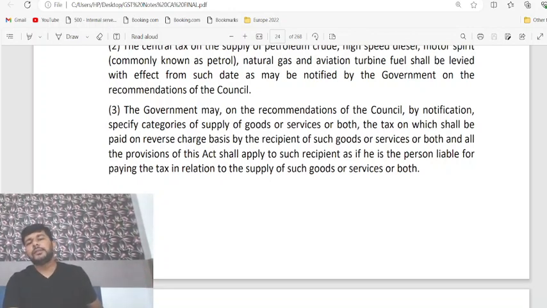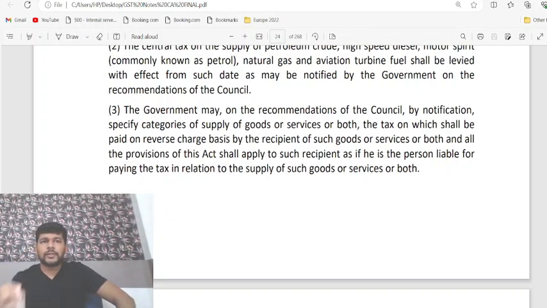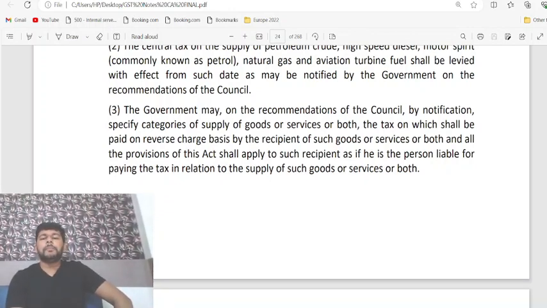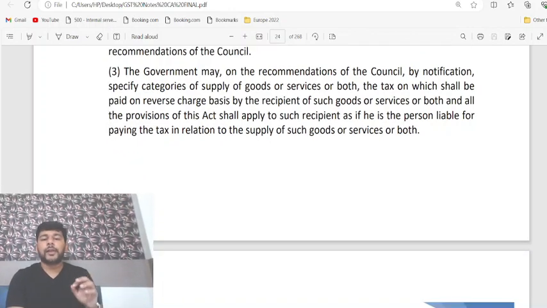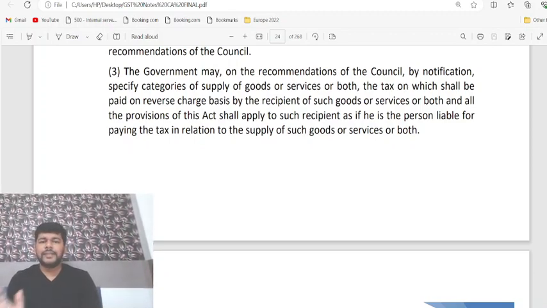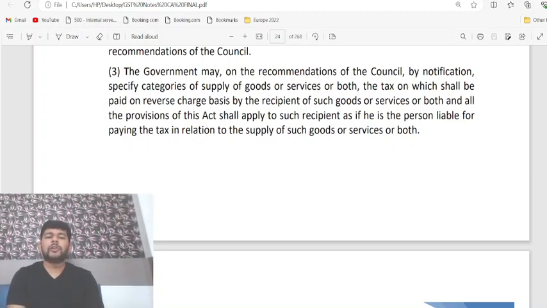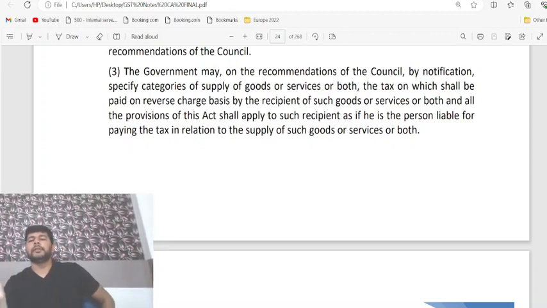Now, friends, 9 subsection 3 or 5 subsection 3 of the IGST Act, or the respective sections of the SGST Act or the UTGST Act, they particularly cover what category? That the government by notification specifies the category of supplies, the tax on which shall be paid on the reverse charge basis by the recipient of such goods or services or both, and all the provisions shall apply. So this particular section will be read along with the specific notifications given in the CGST notifications, IGST notification, SGST notification.